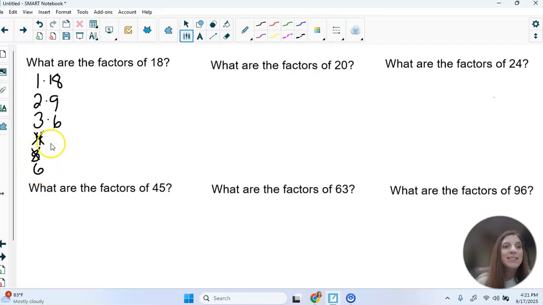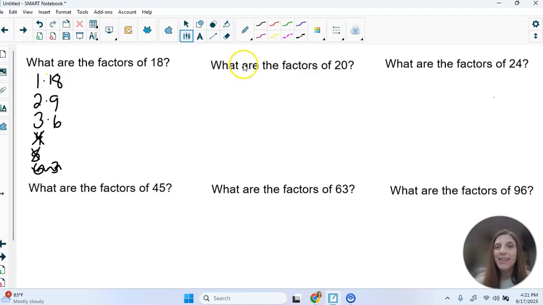And then when you get to 6, you already see 6 in your list, so you know your list is complete. There's no reason to write 6 times 3 when you already have 3 times 6. So at this point, you would stop because you know your list is complete. So these would be the factors of 18: 1 times 18, 2 times 9, or 3 times 6.